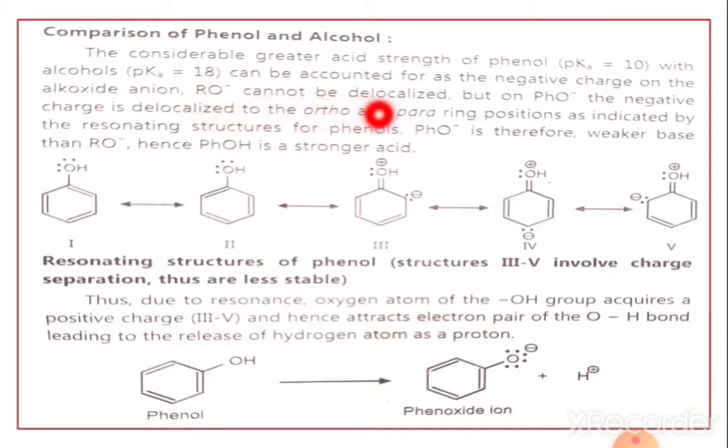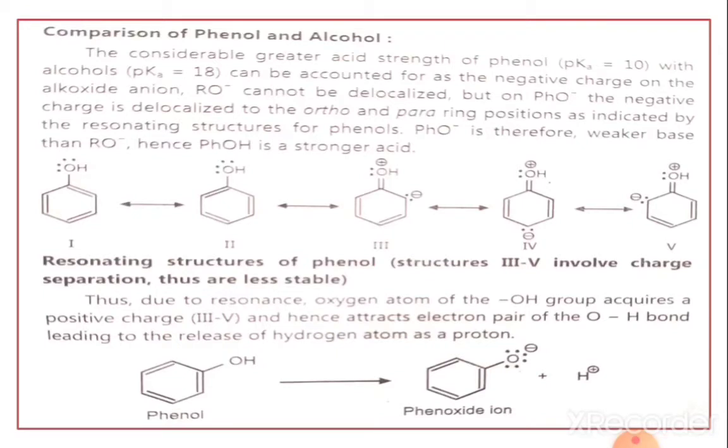This can be accounted for by the negative charge on the alkoxide anion, RO minus, which cannot be delocalized. But in the case of the phenoxide ion, PhO minus, the negative charge is delocalized at the ortho and para positions of the ring, as indicated by the resonating structures for phenol. The phenoxide is therefore a weaker base than the alkoxide, hence PhOH is a stronger acid than alcohol.